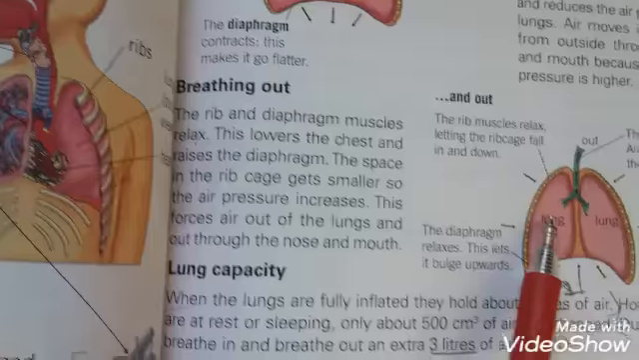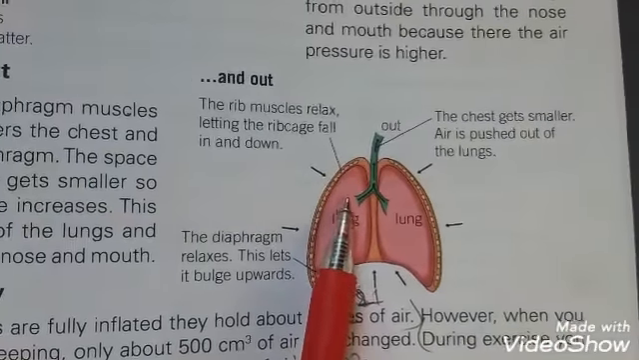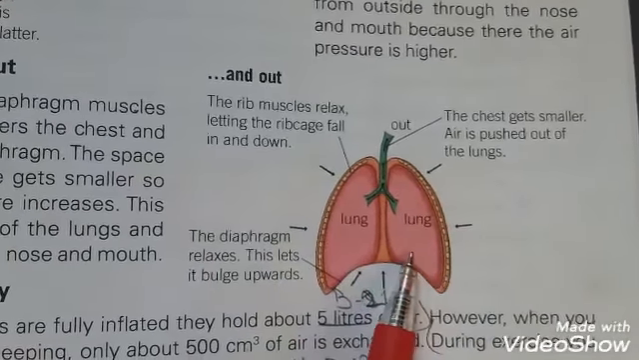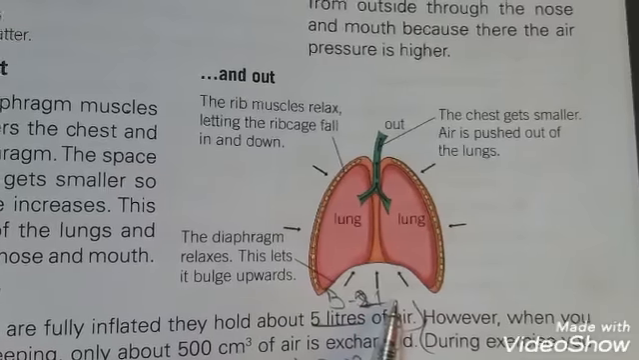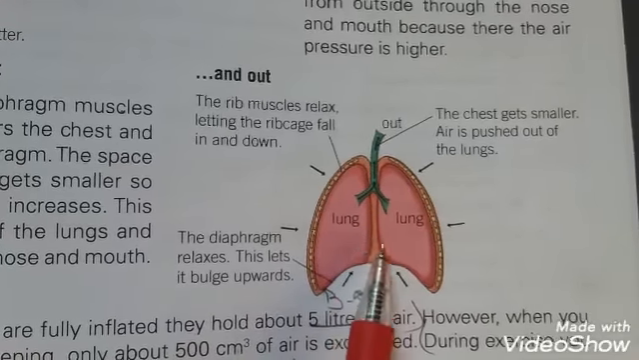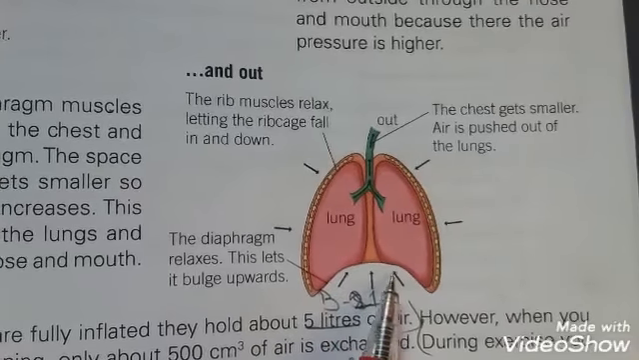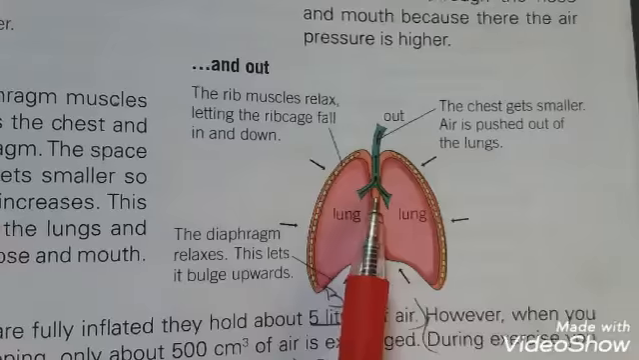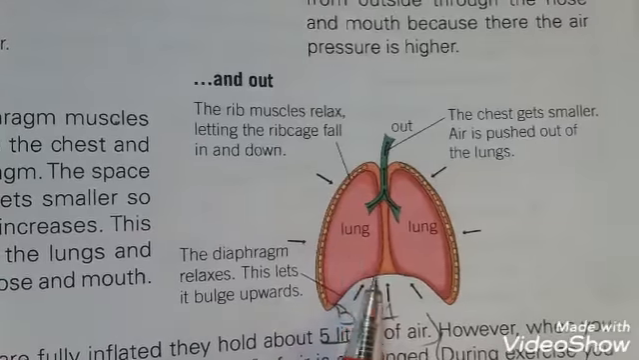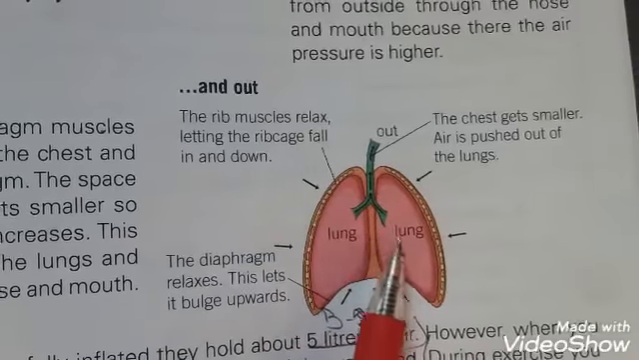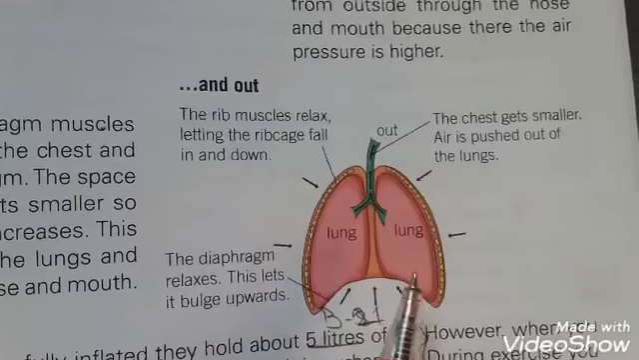But in breathing out, in this diagram you can see that the rib muscles relax, the rib cage falls down, and the chest gets smaller. The air pressure in the lungs increases, the diaphragm relaxes, and this lets it move upward. This forces the air out of the lungs and through the nose and mouth. There are two openings present here.